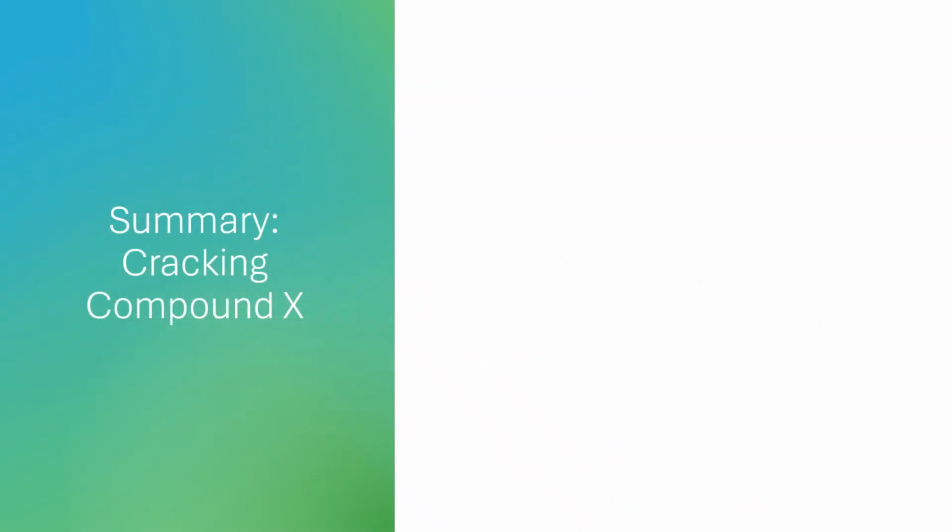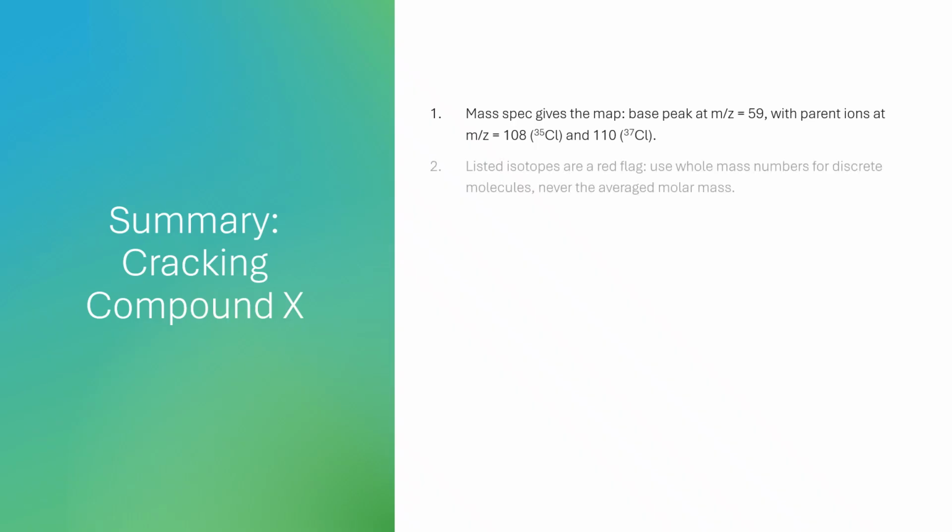Mass spec gives the map. Base peak at m/z = 59, with parent ions at m/z = 108, 35Cl, and 110, 37Cl. Listed isotopes are a red flag. Use whole mass numbers for discrete molecules, never the averaged molar mass. The 3:1 chlorine isotope ratio pins the m/z = 95 fragment as C3H6 37Cl O+.